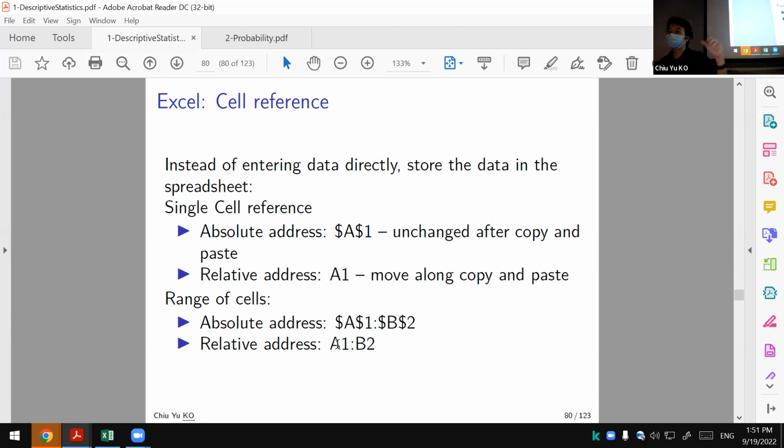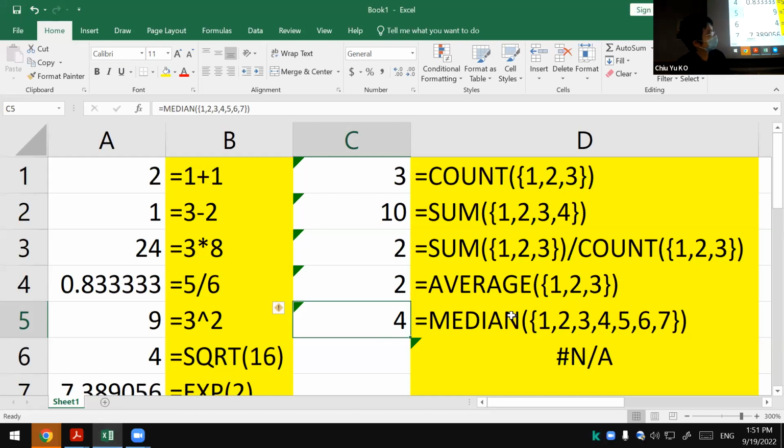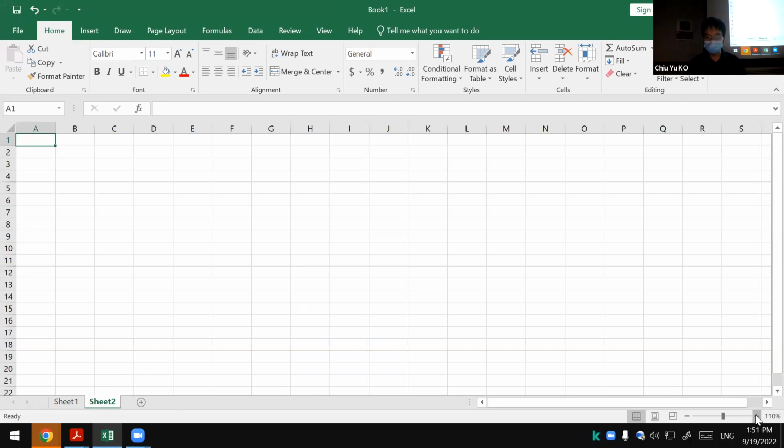Because there's a good thing about a spreadsheet. You want to display the data together with the result. So that's why doing this is a little bit tedious, because you need to put the data in, right? Usually you see this and it's not clear what's going on. So let me open another spreadsheet.